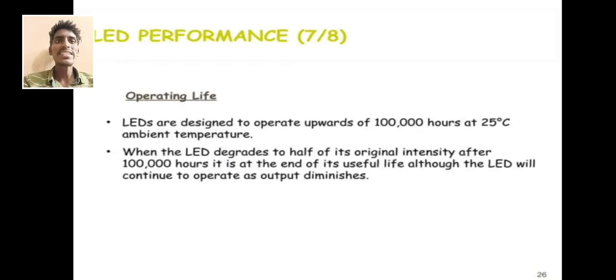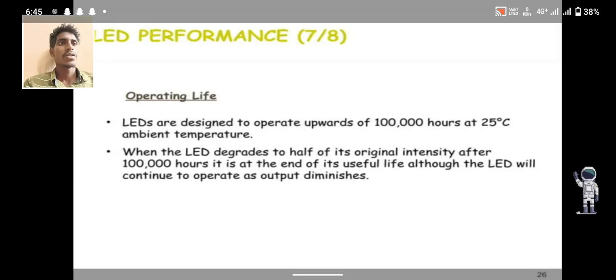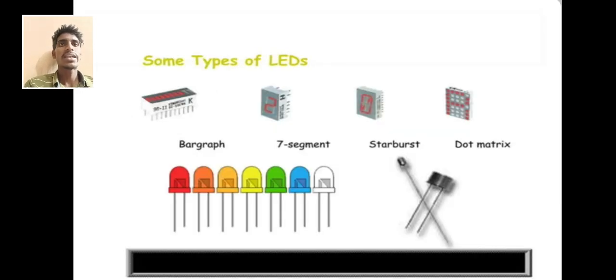Operating life. LEDs are designed to operate upwards of 100,000 hours at 25 degrees Celsius ambient temperature. When the LED degrades to half of its original intensity after 1 lakh hours, it reaches the end of its usual life term. Here are some other types of LED: bar graph LED, 7 segment LED, starburst, and dot matrix LED.